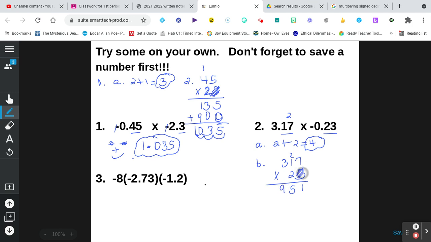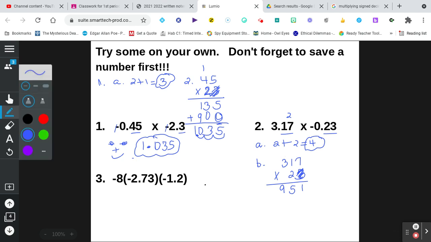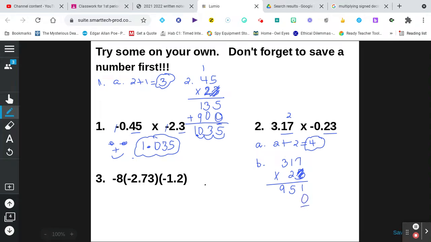I've used the 3. Now it's time to use the 2. Let me get rid of that 2 that I carried, though. I don't need it. Put a placeholder before you start. 2 times 7 is 14. Carry the 1. 2 times 1 is 2, plus the 1 is 3. And 2 times 3 is 6. And let's just add up what we have.